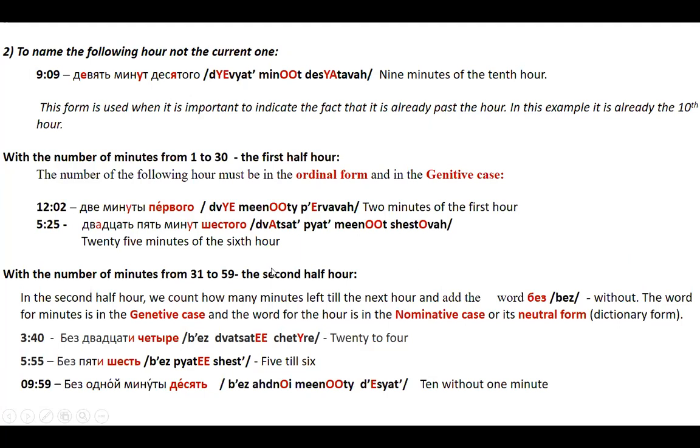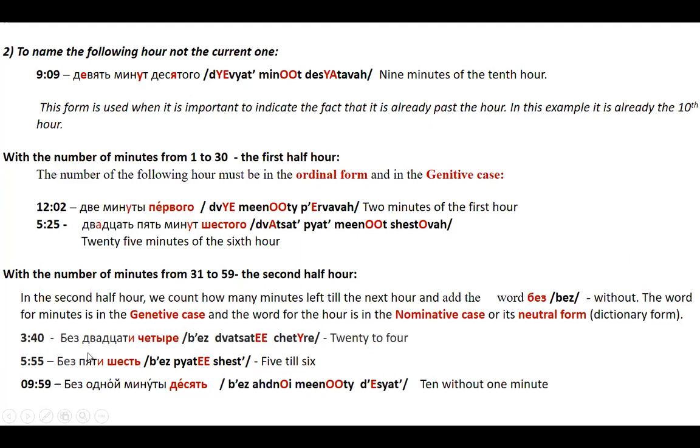If we talk about the second half an hour, minutes from 31 to 59, in this case, we count how many minutes are left till the next hour and add the word без. That means without. The word for minutes is in the genitive case, and the word for the hour is in the nominative case, or in its neutral or dictionary form.